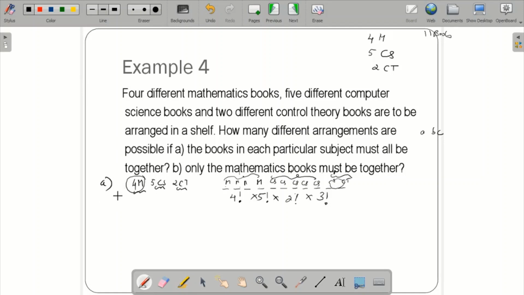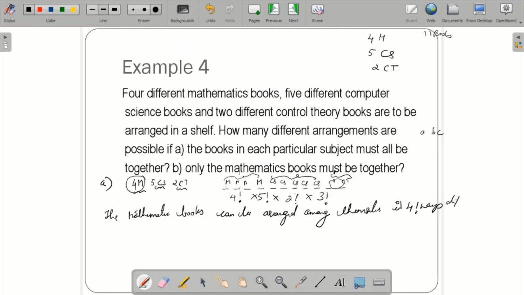For A, the mathematics books can be arranged among themselves in 4 factorial ways.